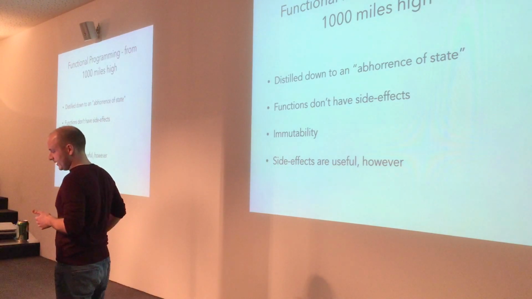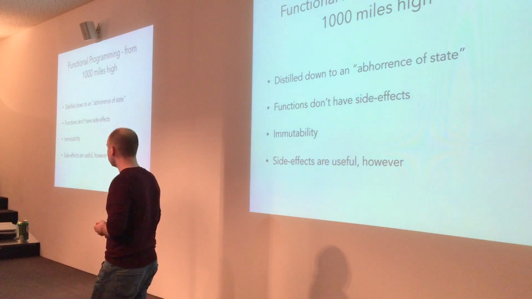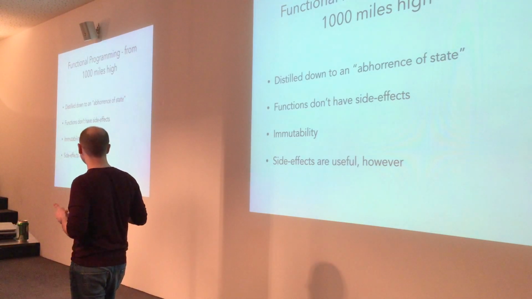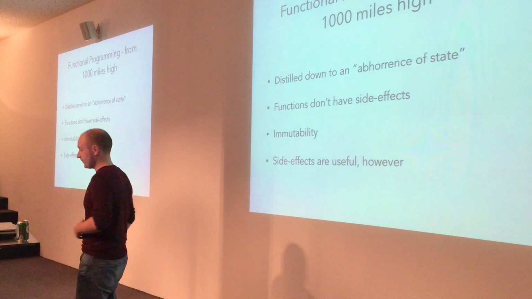And then the third one is immutability, which we have in Swift now. Once a variable is set, we can't then change that. We can only transform it to a new value.